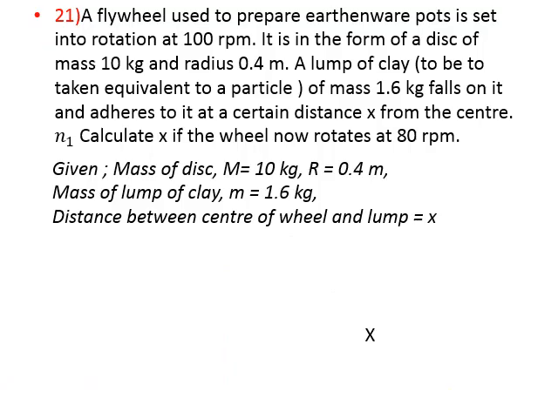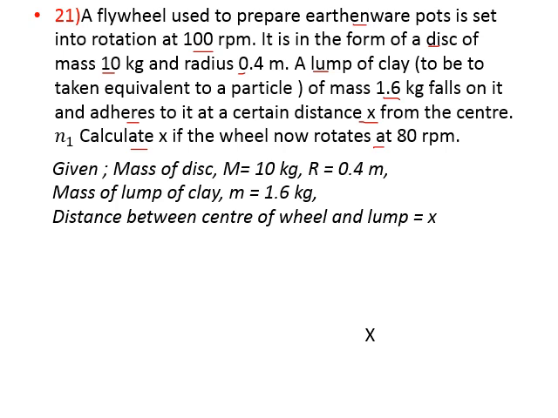Now read this problem. One flywheel is there which is used to prepare earthenware pots, which is set into rotation at 100 rpm. It is in the form of a disc whose mass and radius is given. Then a lump of clay whose mass is 1.6 kg falls on it and adheres to it at a certain distance x from the center of this wheel. We have to find out this x if now the speed is 80 rpm.